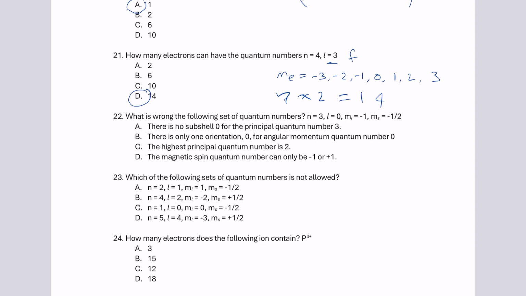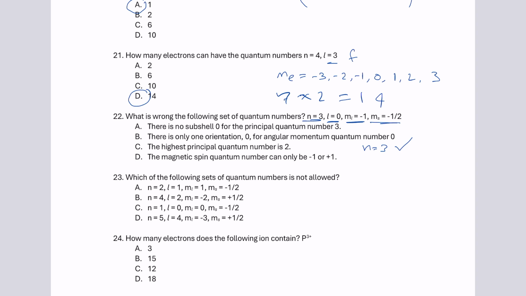Problem 22 says, what is wrong with the following set of quantum numbers? n equals 3, l equals 0, ml equals -1, and ms equals -1/2. So let's analyze each of these quantum numbers and see if they follow their respective rules. n is equal to 3. That is a very valid number for the principal quantum number.